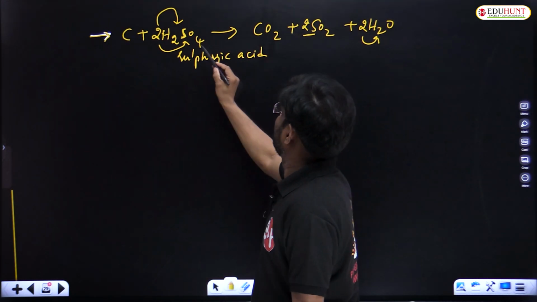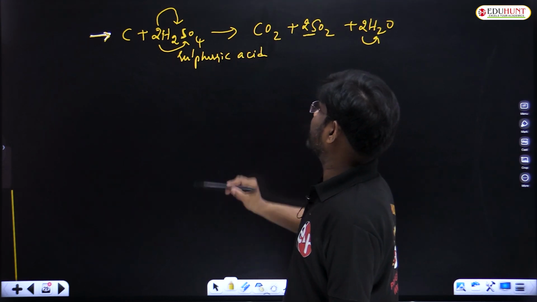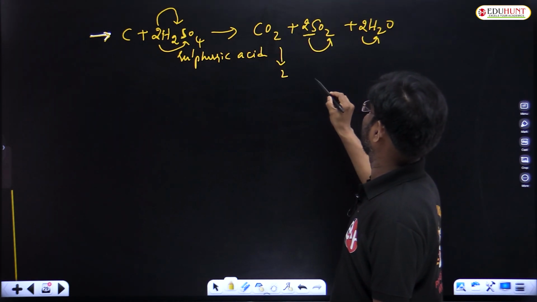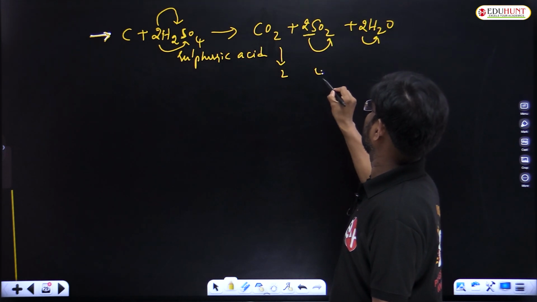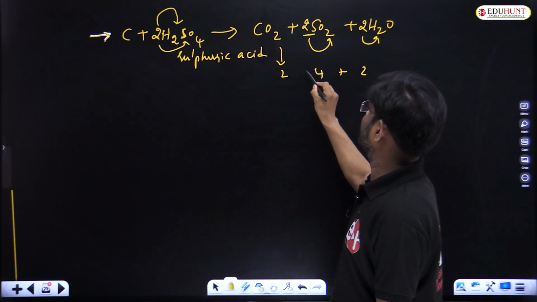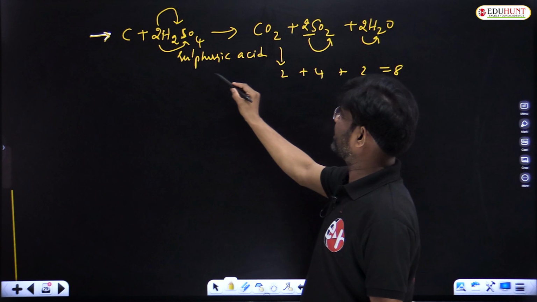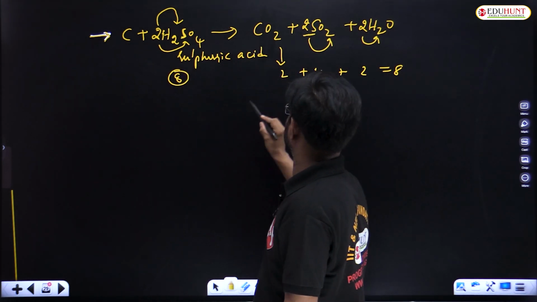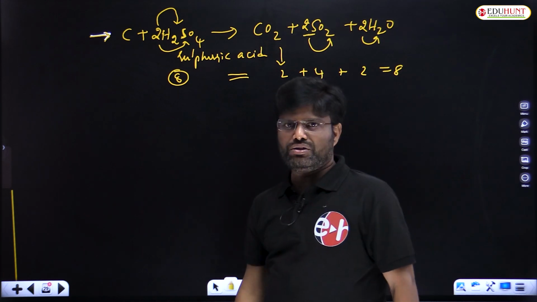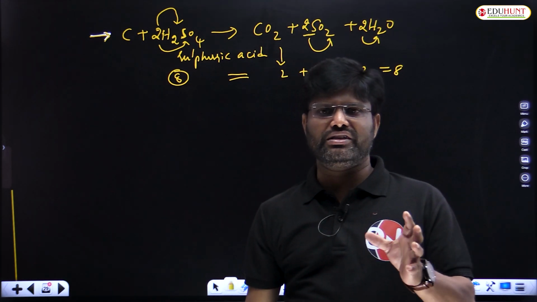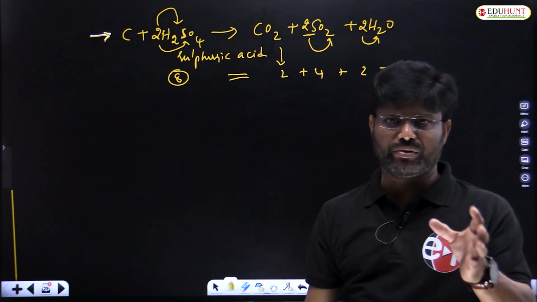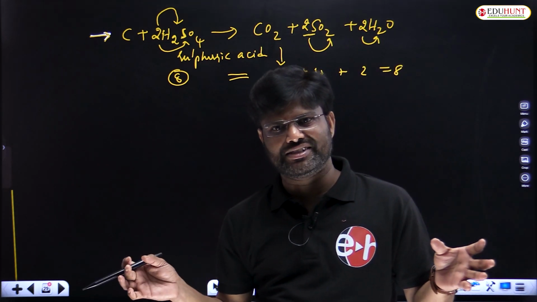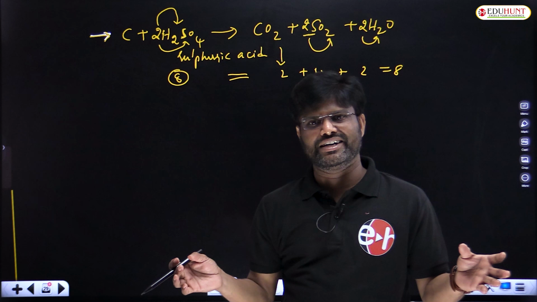Right, next oxygens: 2 4s are 8. Here 2, here 4, here 2, so total 8. This side 8, this side also 8 oxygens. So these are equal. In this reaction, carbon reacts with sulfuric acid. Carbon is a non-metal. Non-metals react with sulfuric acid and produce carbon dioxide, sulfur dioxide and water.